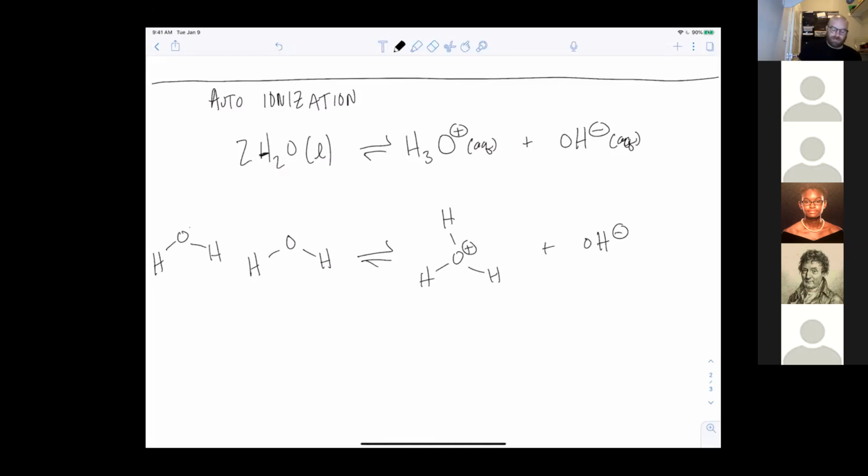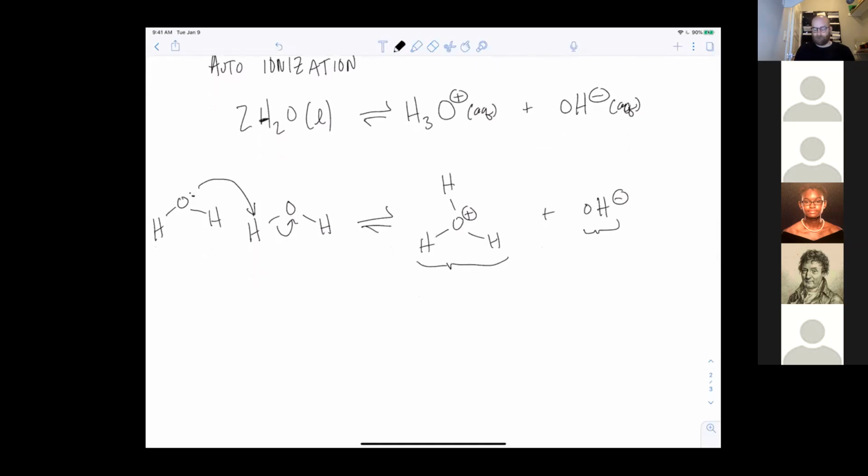What's happening is the water is essentially reacting with itself. The electrons on one oxygen atom are going out and stealing a proton from another water molecule. And so you're forming a little bit of acid, or technically speaking, the conjugate acid, H3O+ over here, and you're forming a little bit of OH-. We call this autoionization of water.